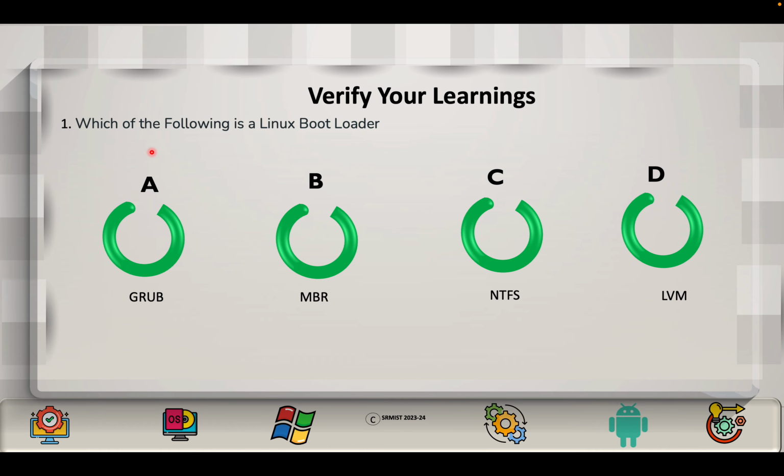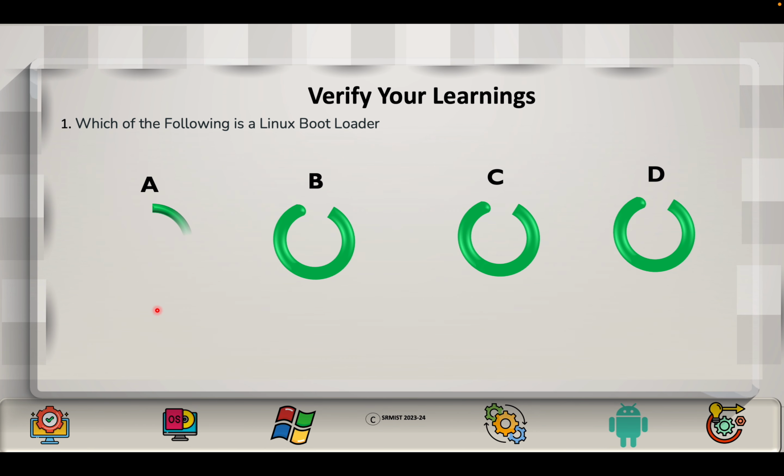Which of the following is the Linux bootloader? grep, mbr, ntfs, lvm. Among these four, mbr is master boot record, ntfs is a file system, lvm is a logical volume manager. So the answer is A, grub. Grub is the Linux bootloader. Lilo is the old bootloader. The current bootloader used in most Linux systems is grub.